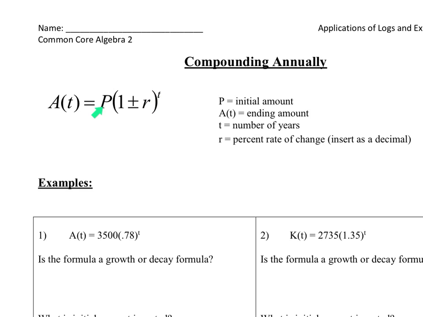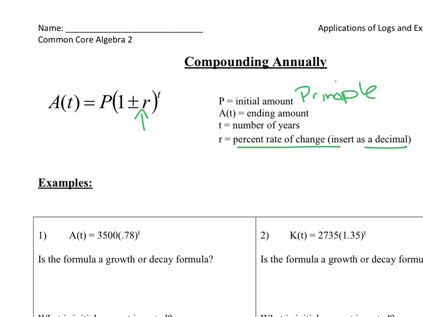Okay, so P is the principal amount, or the initial amount. We also call it the principal. Okay, also all these things are going to be given to you. The rate, that's your percent rate of change. You always put that in as a decimal.